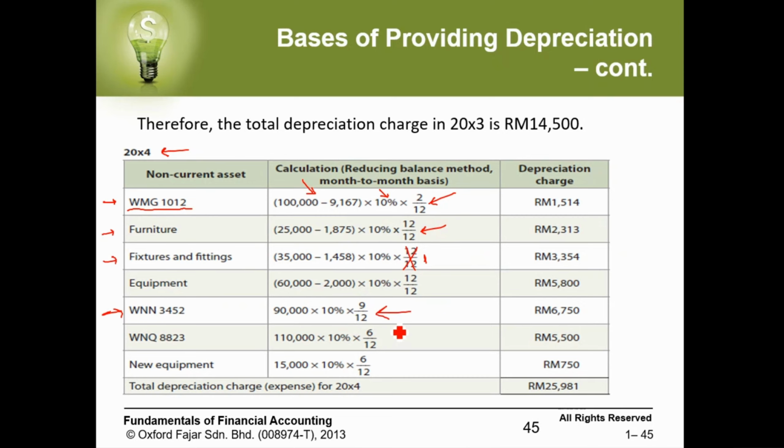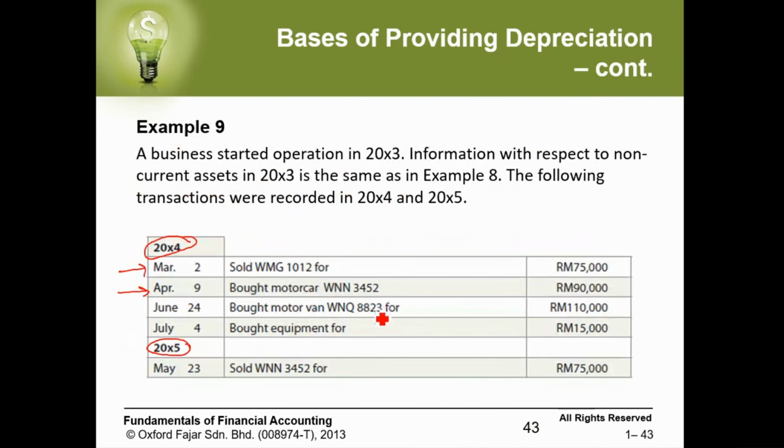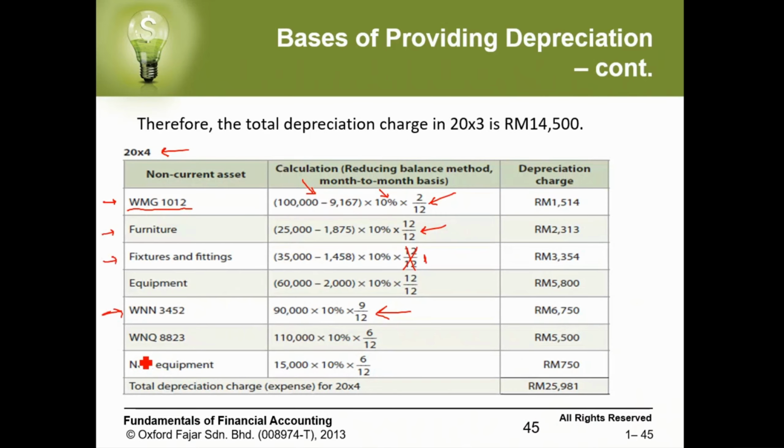have used this asset. Similar for WNQ8823, we bought it on 4th of June, and this is the amount. No carried value, we will use the cost itself. How many months? June, we bought it on 24th of June. It means June is not counted because we said less than 15 days per month. The month is not counted. So we go directly to July. July, August, September, October, November, and December, which means we have 6 months. So the cost multiplied by the percentage of the depreciation, multiplied by how many months we use the asset.